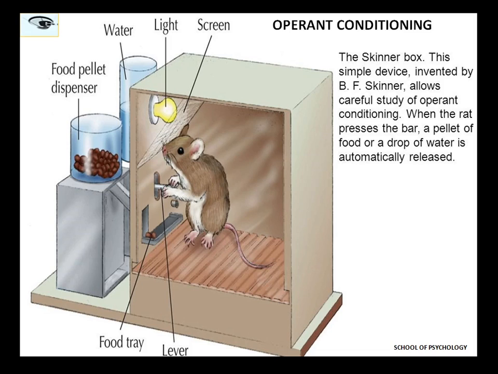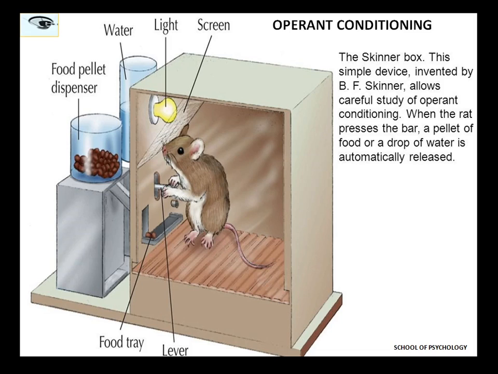When the lever, or the bar, is pressed, a food pellet drops on a plate that is kept very close to the lever. How does this happen? Initially, this is going to happen very accidentally, not purposefully or deliberately.